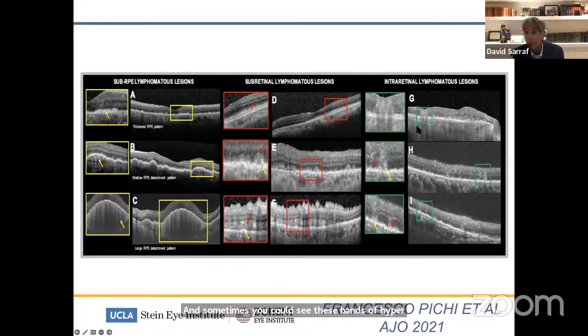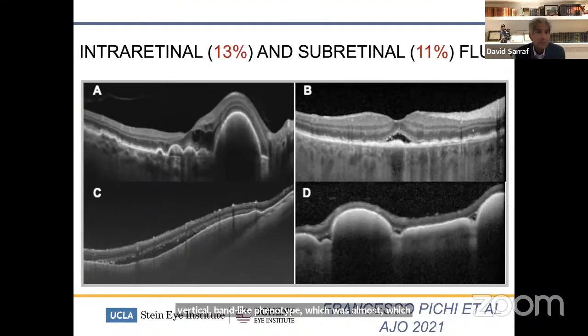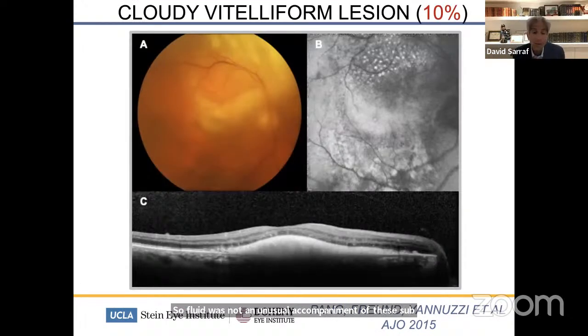Now, intraretinal involvement was also possible, although it was much more uncommon, and you can see these full thickness infiltrates that Deborah also showed, and often they had this kind of vertical band-like phenotype, which is almost diagnostic of vitreoretinal lymphoma. Some of our patients, 13% and 11%, had intraretinal and subretinal fluid respectively, and the subretinal fluid was often associated with these large drusenoid RPE detachments, and this could relate possibly to RPE pump failure when you have significant displacement of the RPE from the underlying choroid. So fluid was not an unusual accompaniment of these subretinal and sub-RPE infiltrates in patients with vitreoretinal lymphoma.